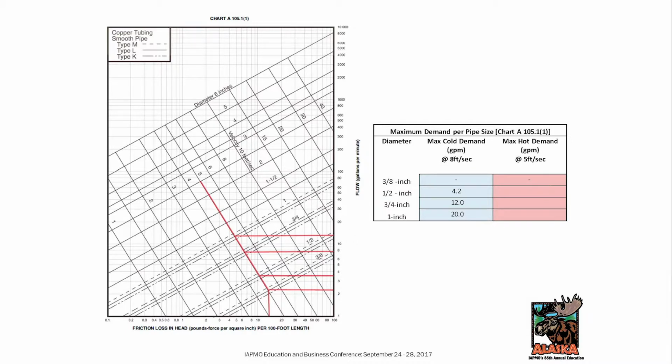Now for the hot water, we're going to have a velocity limitation of 5 feet per second in this example. So still starting at 15 psi for your friction loss per 100 feet, you stop at 5 feet per second, and then you draw your horizontal lines accordingly to figure out your maximum flow rate. So for 1/2 inch it is 3.5, 3/4 inch 7.5, 1 inch 13 gallons per minute.